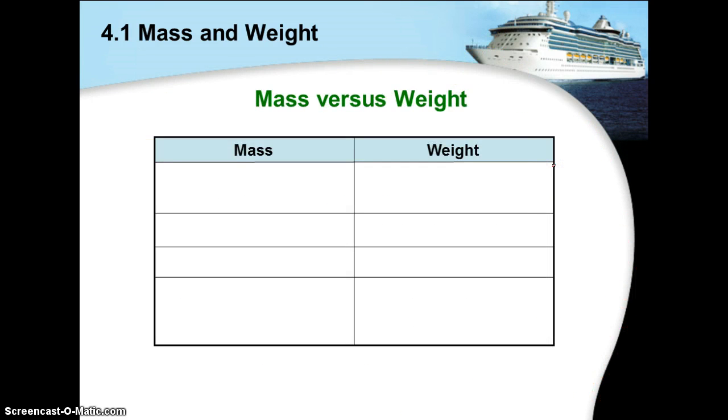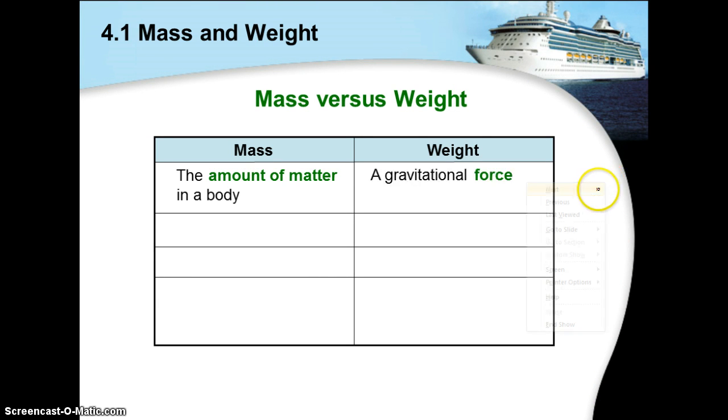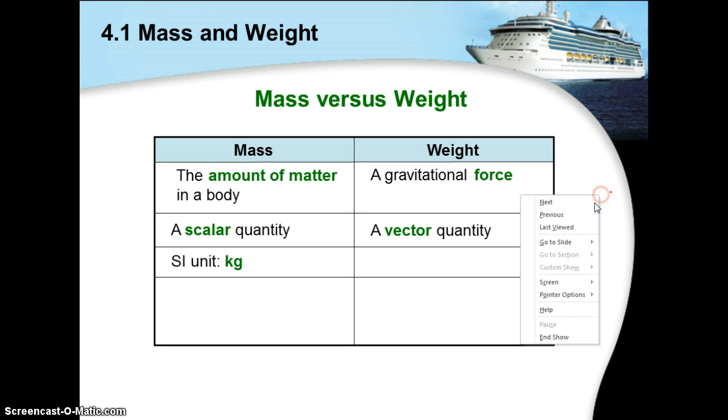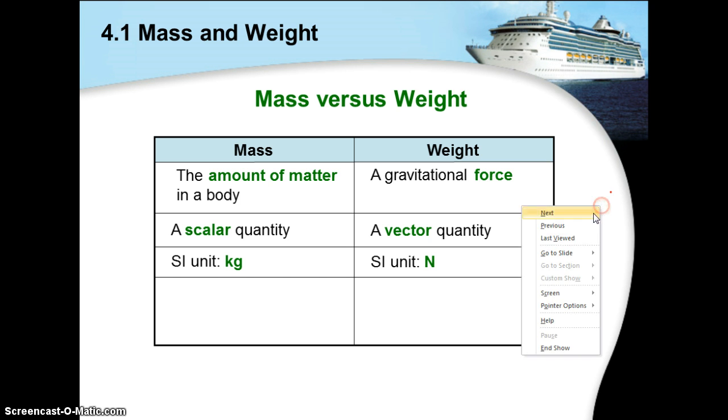Now, mass versus weight. There are a few fundamental differences between the two. Mass is the amount of matter in a body, whereas weight is a force acting towards the center of the Earth. Mass is a scalar quantity. There's no direction involved. Weight is a vector quantity because weight depends very much on the direction. SI unit kilogram, SI unit newtons.